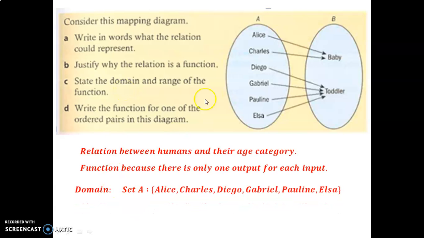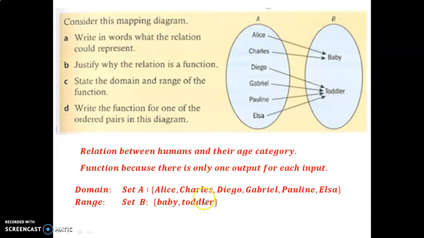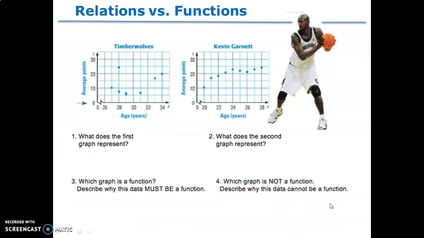The domain would look like this. For set A, that's our input values, or our domain. In set A, we have this set of people, that's our domain. How about the range? Well, the range is set B, the outputs, and here's our set for that. And finally, write a function. Well, I'll show you what that means. A function for this could be: into the function we put these input values from A, and we get an output value from B. So for example, if our input into the function is Alice, then the output is baby, because Alice is a baby. Or another one, if the input is Pauline into the function, then the output is toddler. All right, try this one.